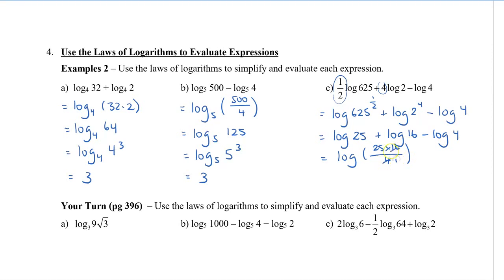So this cancels off to 1. 4 goes into 16 4 times, so 25 times 4 is 100. So we have log 100, and there's no base written down, so the base is 10. So we have to think of 10 to what power will give me 100. In this case, it will be 2.